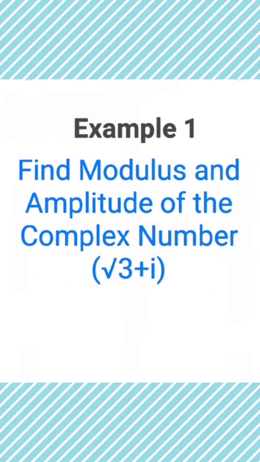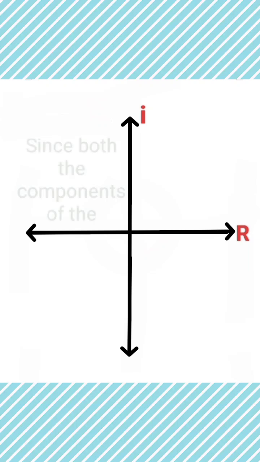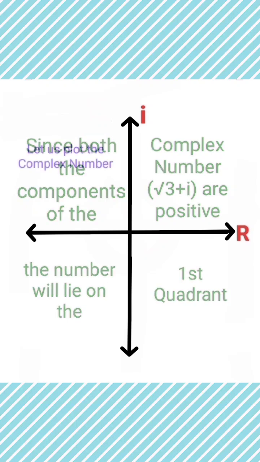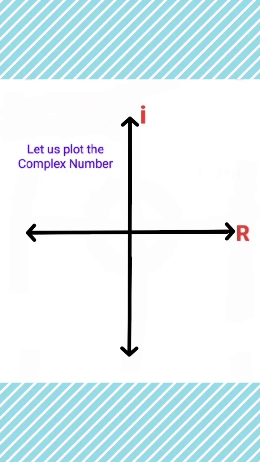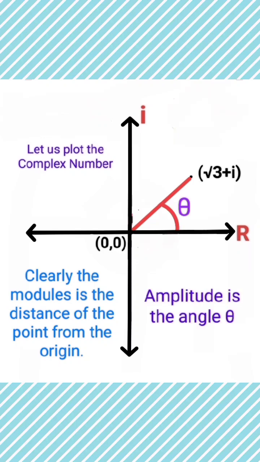Now let us come to example number 1. Find the modulus and amplitude of the complex number root 3 plus i. Let this be the real number line and this the imaginary number line. Since both the components of the complex number root 3 plus i are positive, the number will lie in the first quadrant. Now let us plot the complex number root 3 plus i. Clearly, the modulus is this distance of the point from the origin and the amplitude is the angle theta.